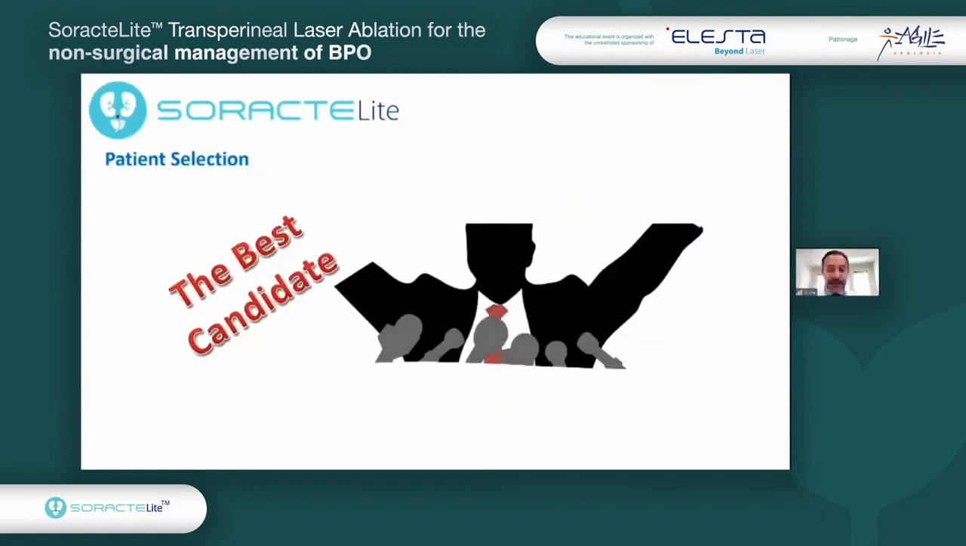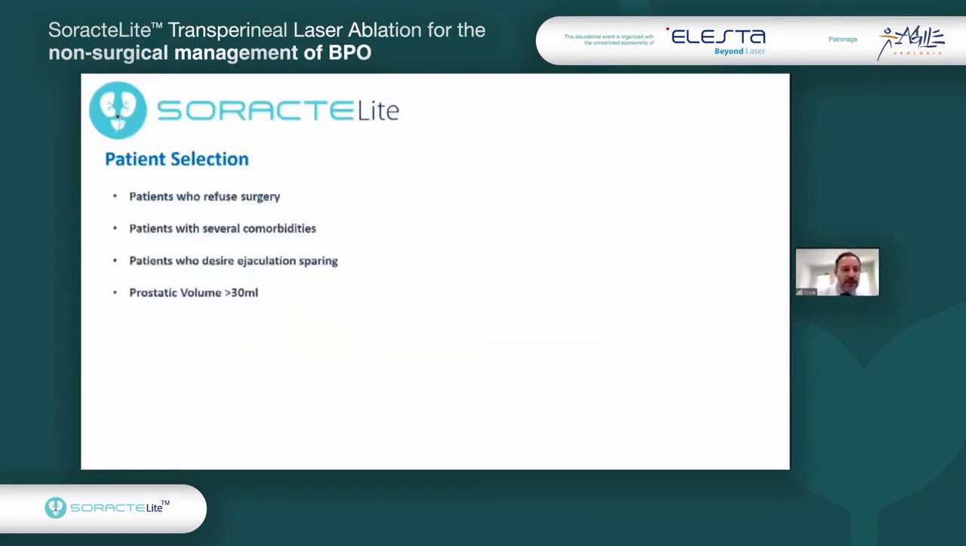So who is the best candidate for the procedure? We are still investigating. This is a very new technique, so it is still under investigation.